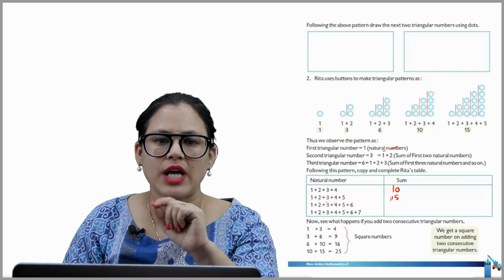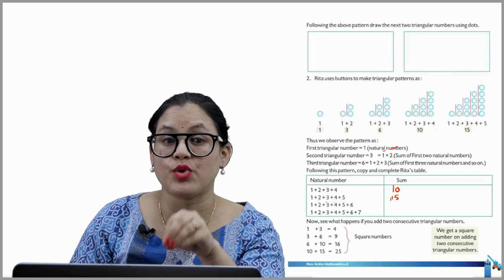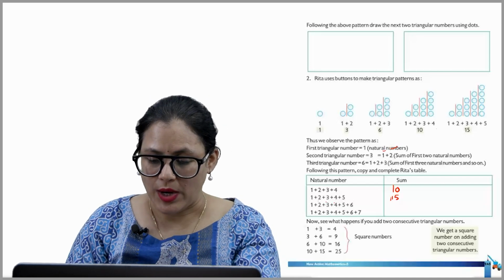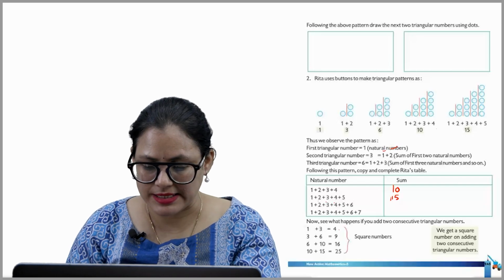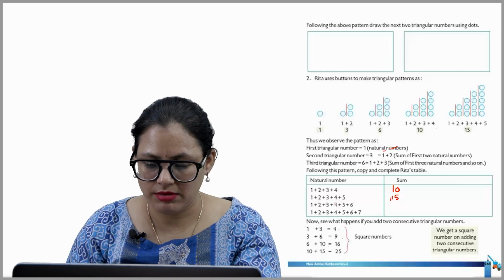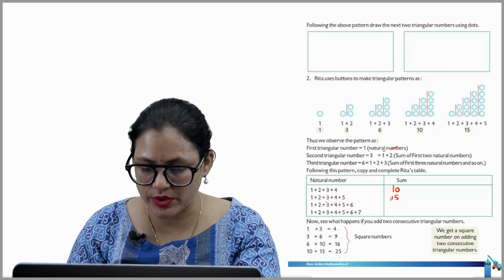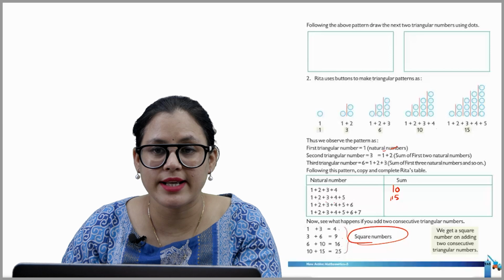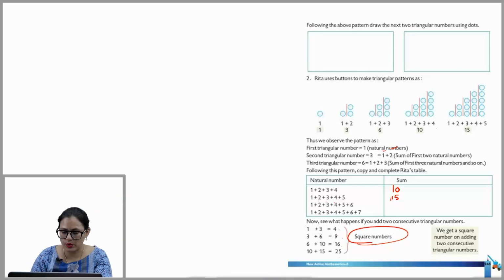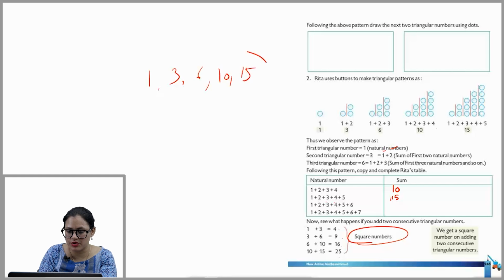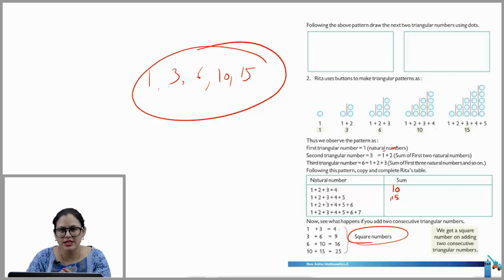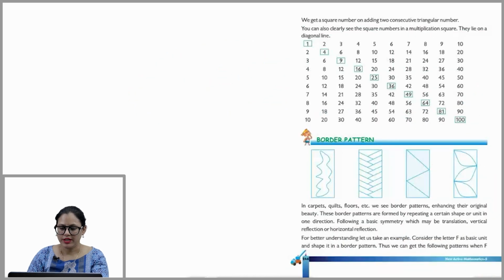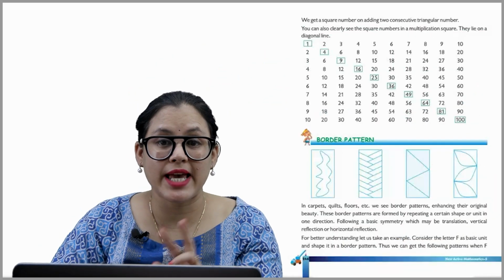Now, see what happens if you add two consecutive triangular numbers. 1 plus 3, 4, 3 plus 6, 9, 6 plus 10, 16 and 10 plus 15 is equal to 25. These are making square numbers. We get a square number on adding two consecutive triangular numbers. Two consecutive means 1, 3, 6 and 10, 15. These are the triangular numbers, okay. Consecutive means which are in continuity, right. We get a square number on adding two consecutive triangular numbers.